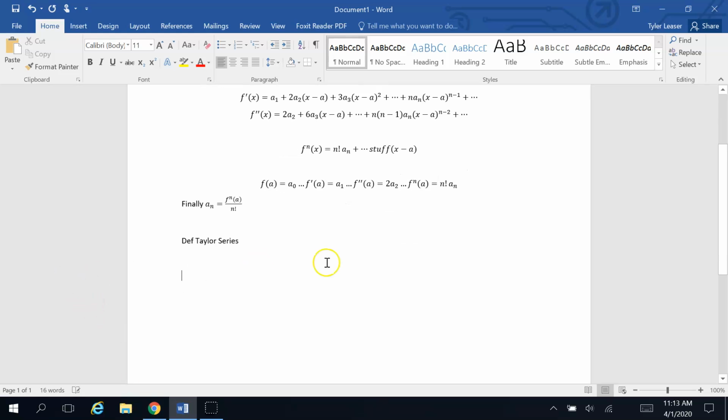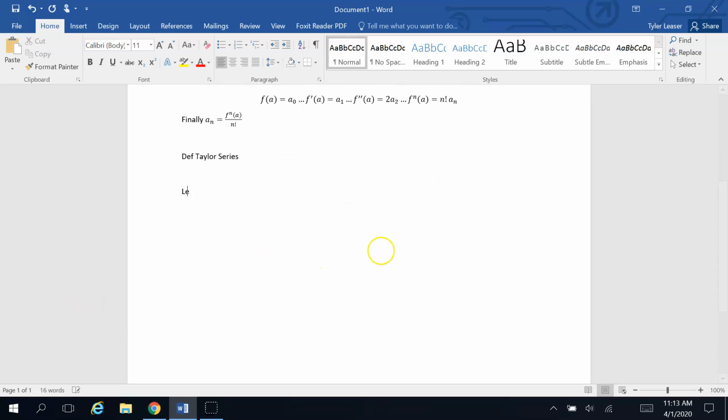So, definition, Taylor series. Let me write it all out here. Let f be a function with derivatives of all orders. This just means that you can take the derivative over and over and over again without issue throughout some interval containing our centering point a. Then the Taylor series generated by f at x equals a is the following.